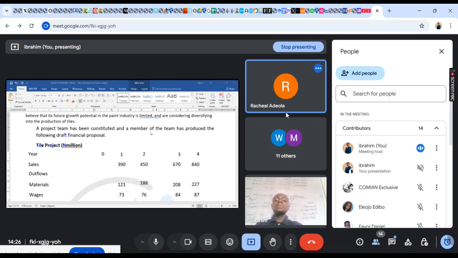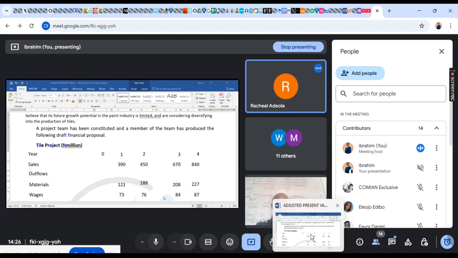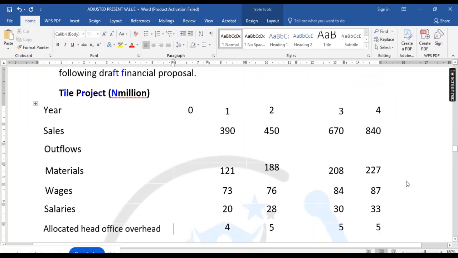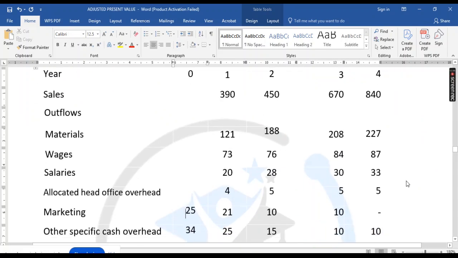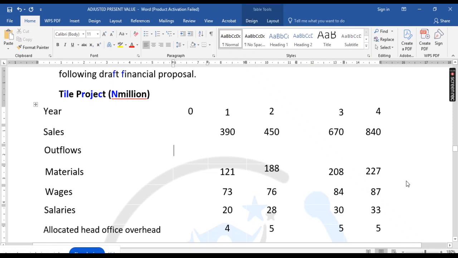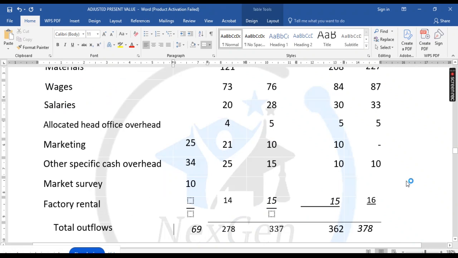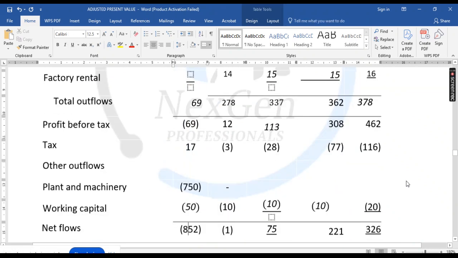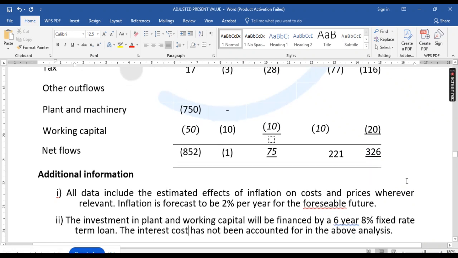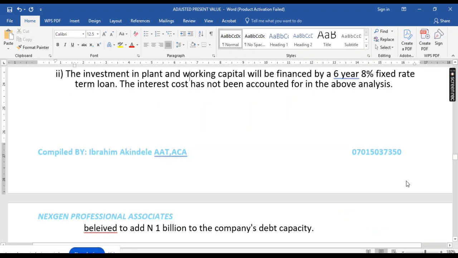A project team has been constituted and a member of the team has produced the following draft financial proposal. Okay, project, as you can see. So this is the project proposal, right? This is a project proposal. Can you see it? Okay. Go ahead. Additional information.